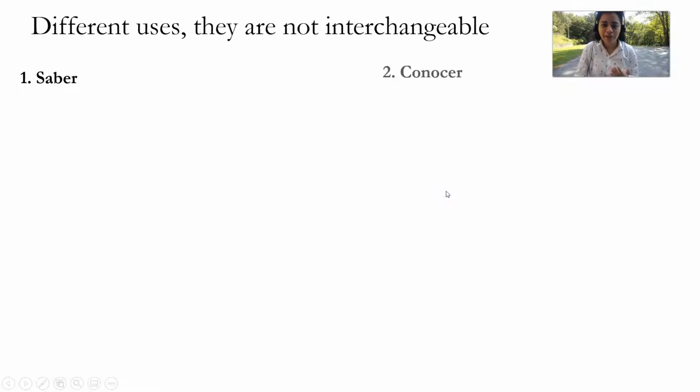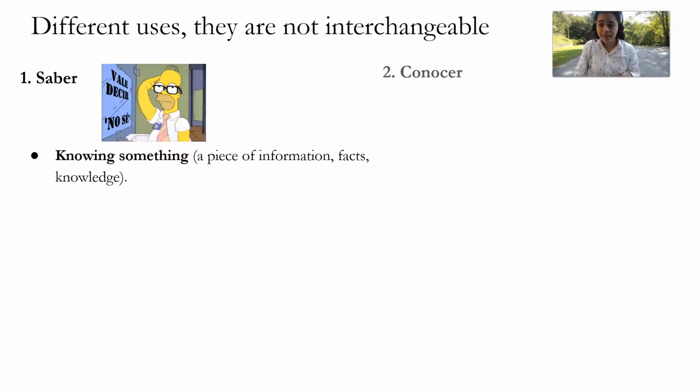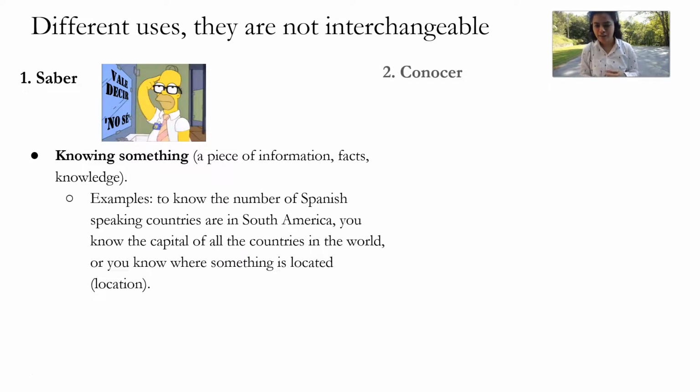Okay, so we're going to see the different uses because they are not interchangeable, as I said before. Saber is used when you're talking about something that you know. It can be a piece of information, facts, or any kind of knowledge. For example, if you know all the numbers of the Spanish-speaking countries in South America, you can say, I know how many, right? So you would use saber. So you know that piece of information. If you know the capital of all the countries in the world, that's also knowledge. And also, if you know where something is located. That's a piece of information that you know.